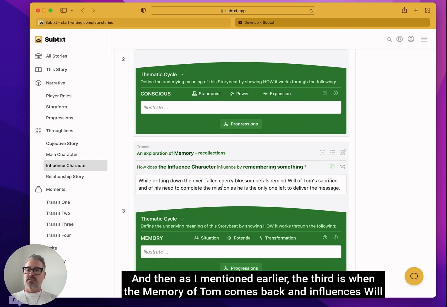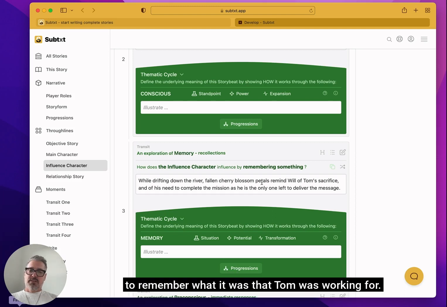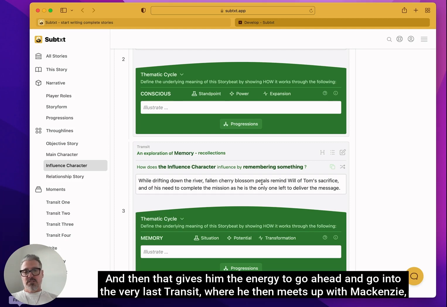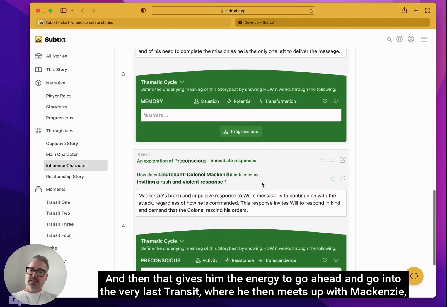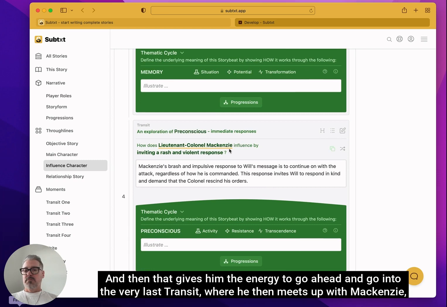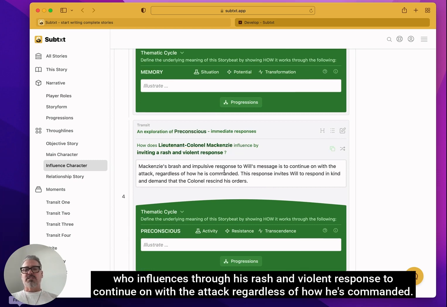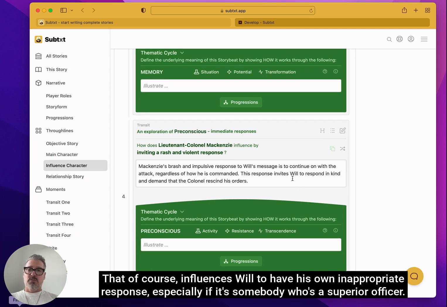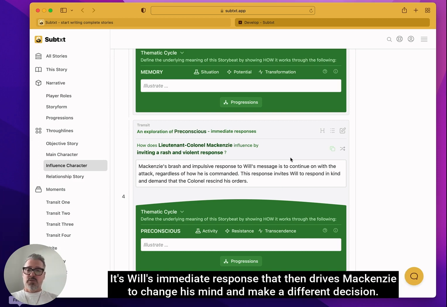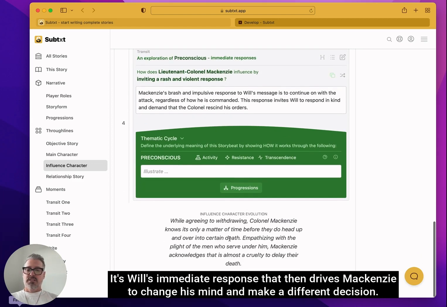And then, as I mentioned earlier, the third is when the memory of Tom comes back and influences Will to remember what it was that Tom was working for. And then that gives him the energy to go ahead and go into the very last transit, where he then meets up with Mackenzie, who influences through his rash and violent response to continue on with the attack regardless of how he's commanded. That, of course, influences Will to have his own inappropriate response, especially to somebody who's a superior officer. And it's Will's immediate response that then drives Mackenzie to change his mind and make a different decision.